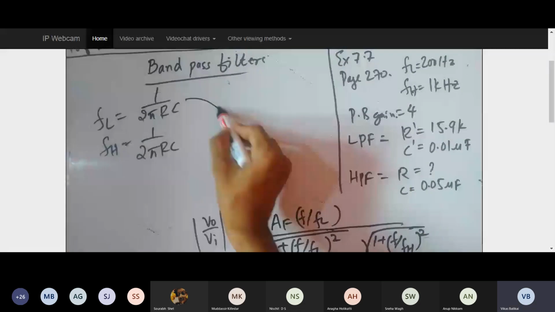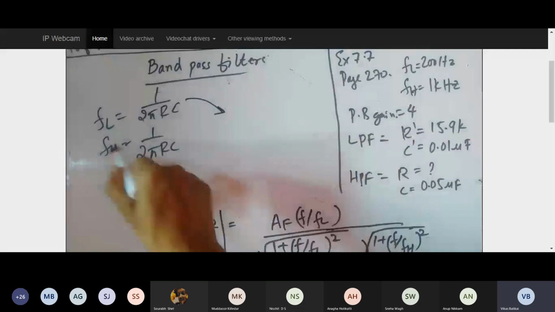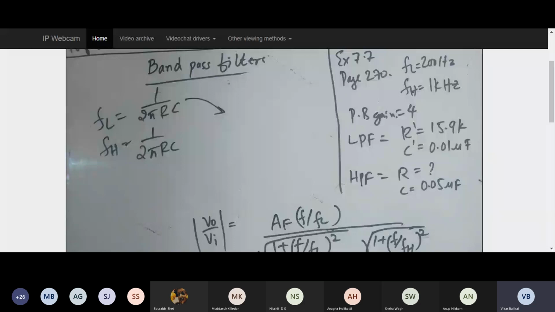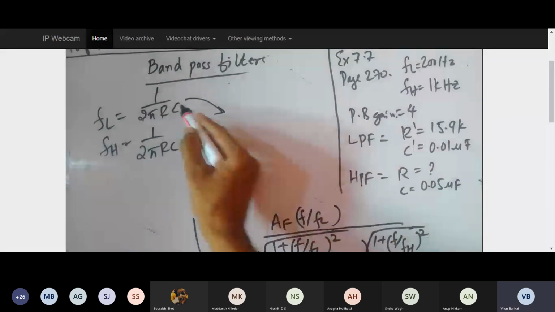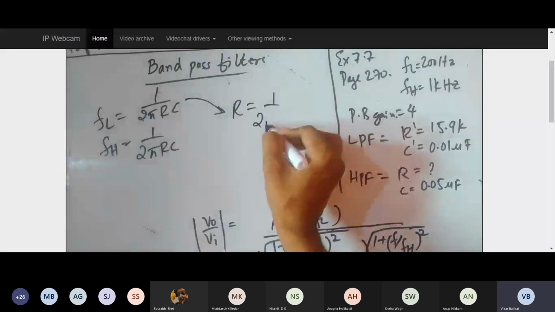Now please ensure that you are using proper equations. Because the FH and FL values will be different, but if you use FH, then the R value will go wrong. If R goes wrong, everything is wrong. Right? If I'm using this one, how do I extract R from here? R equal to 1 by 2 pi FL into C.